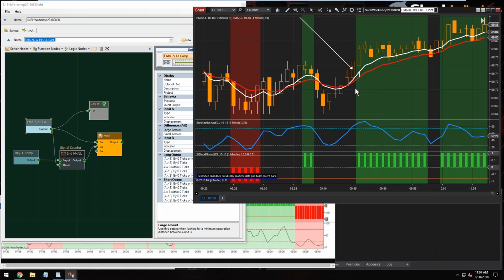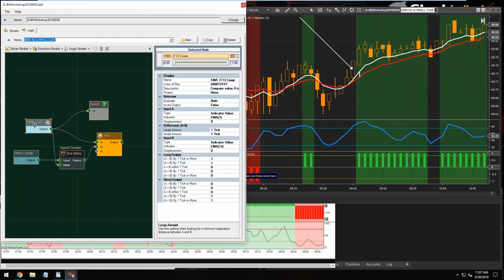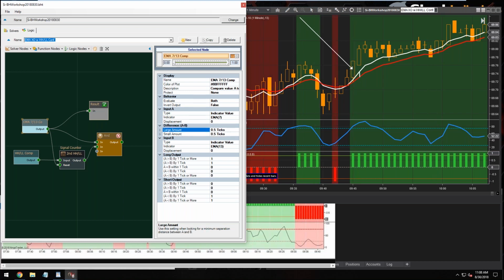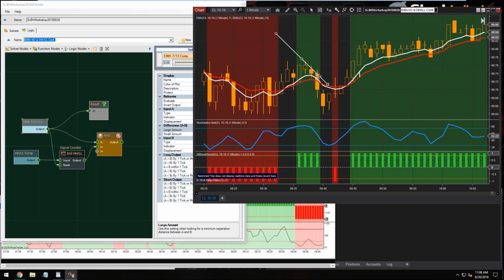So that's how you could incorporate a distance. It doesn't have to be a whole number. We could do like half a tick. We could say, well, the EMAs only need to be half a tick of separation from each other. Something like that. And then we can see when the EMAs cross down, just on that one bar, they finally had half a tick of separation on the cross down there. All right.